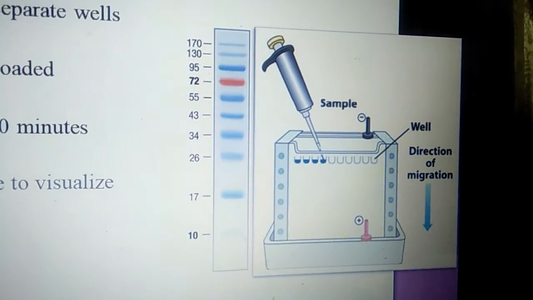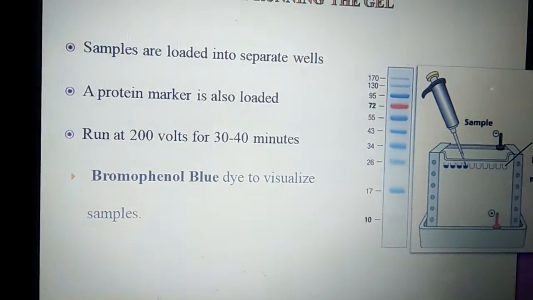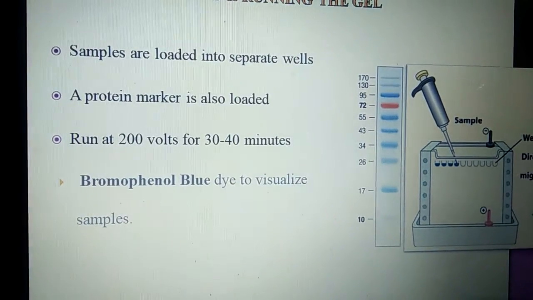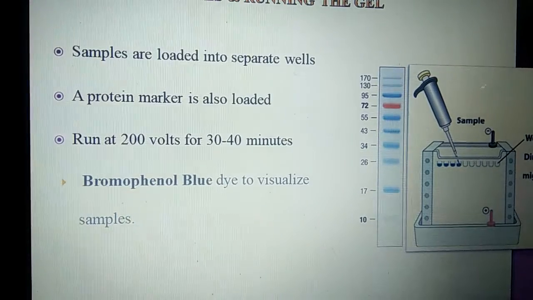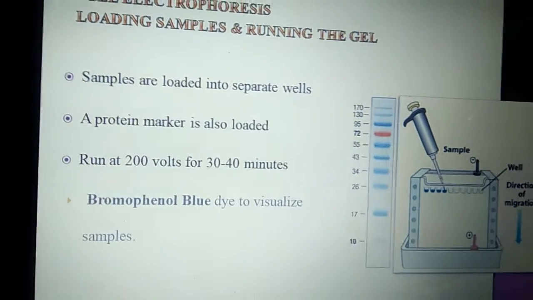So these wells are loaded with a sample along with a protein marker, and they are run at 200 volts for 30 to 40 minutes, and bromophenol blue dye is used to visualize a sample. Bromophenol blue is a solution that contains a slight negative charge.